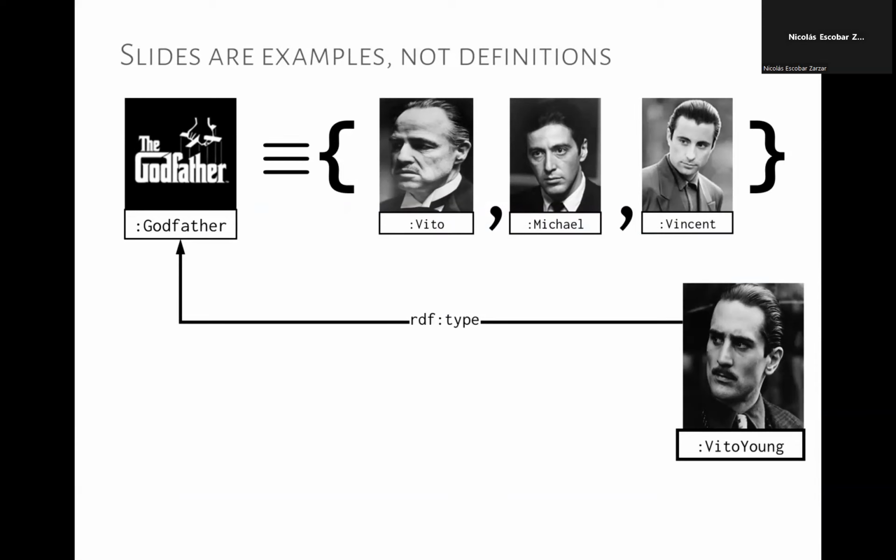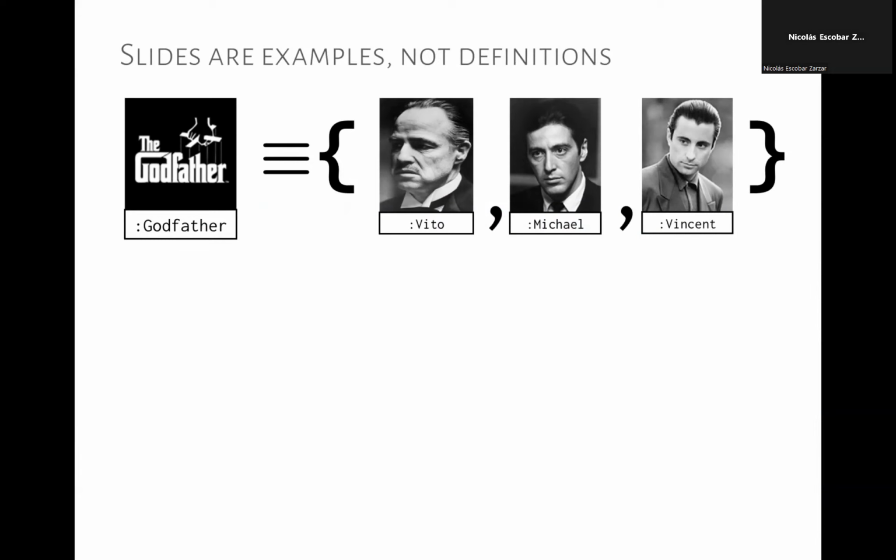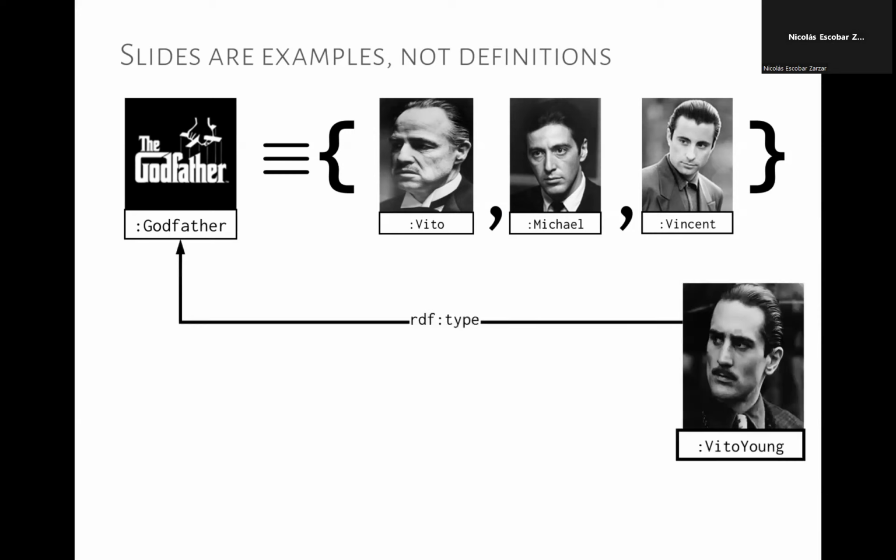So for example, when we saw this example before, we said, okay, this means that Vito is a godfather and Michael is a godfather and Vincent is a godfather. But really, that's not what this is defined as. Yeah. What do I mean? I mean that there can be other things we can conclude from the things we haven't seen in the example.